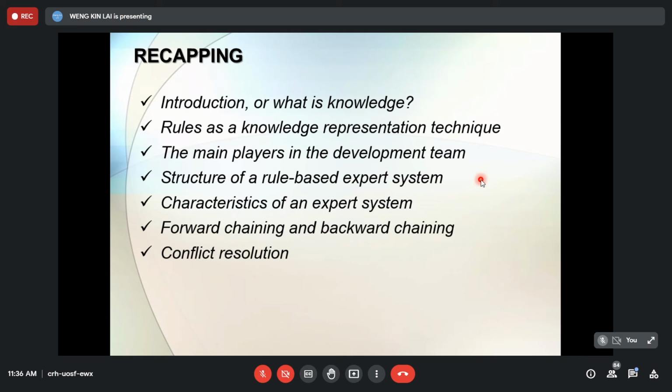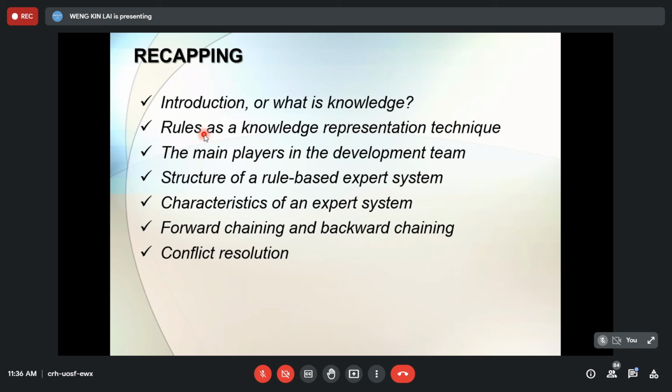Then we found out that knowledge can be represented by a set of rules. So rules as a knowledge representation technique, right? If then, else, or if this and this, if this or this, as a set of rules. The rules have two main parts, which is the first part known as the antecedent part, right? And then the next part is the consequent or the action part.